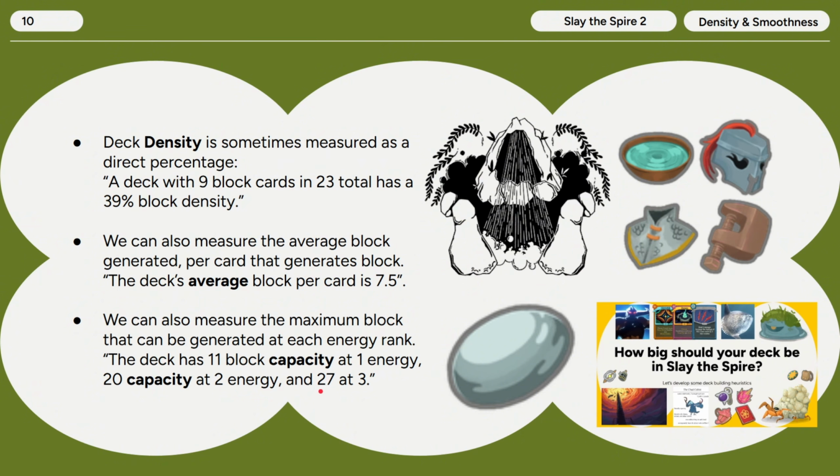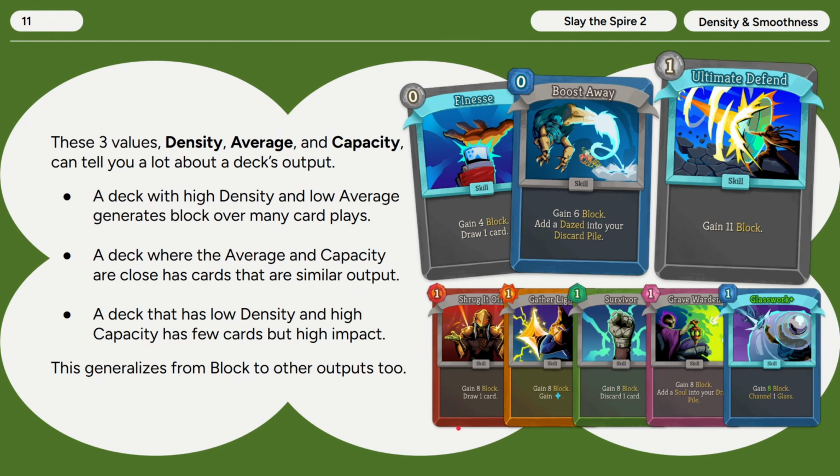Capacity is what you want there for those particular fights, and there are lots of ways to improve your capacity when you do have to overcommit to blocking on a particular turn. And these particular numbers were very much the discussion in a previous video of mine if you want to go much more in depth on those. So we have these 3 values, right? Density, average, and capacity. And they can tell you a lot about a deck's output.